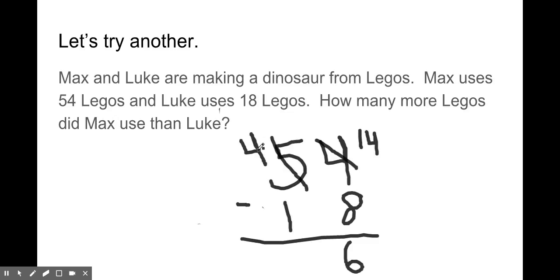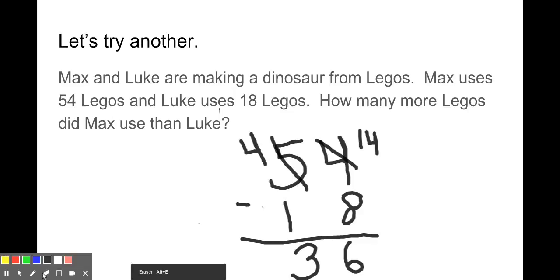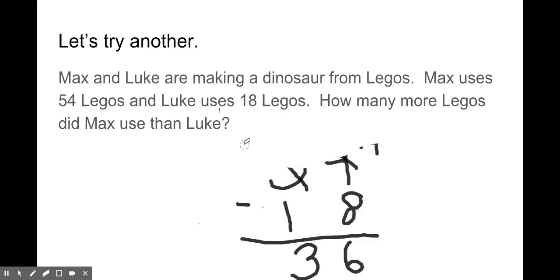And now I go over here to my tens. I have 40, take away 10, which is 30. So I'm going to put a 3 in the tens place to stand for my 30. And so my difference is 36. So I know that Max used 36 more Legos than Luke did.